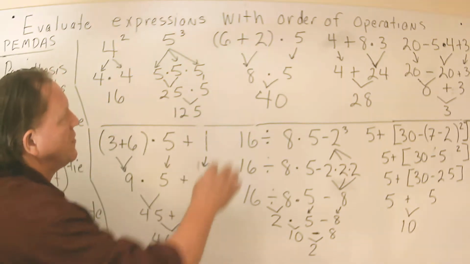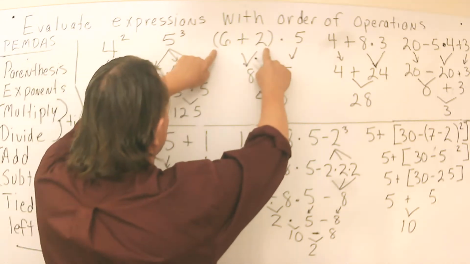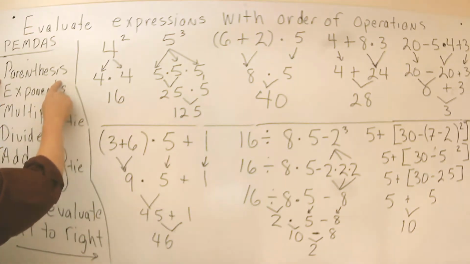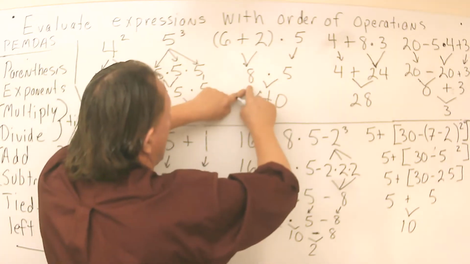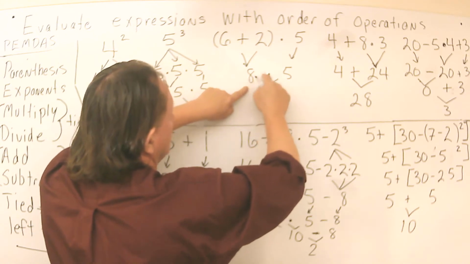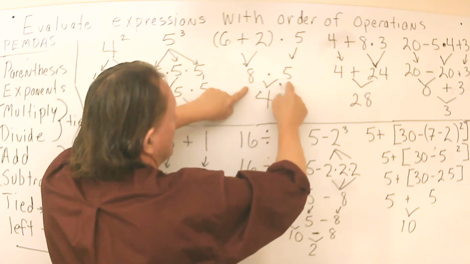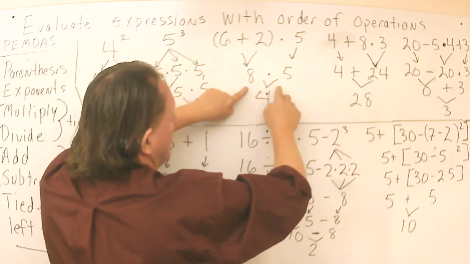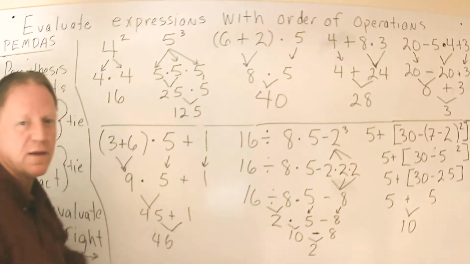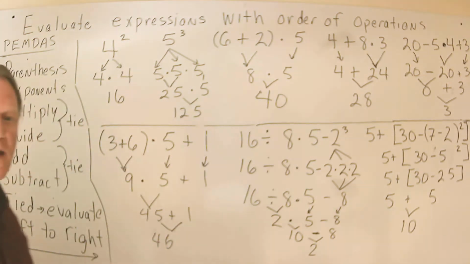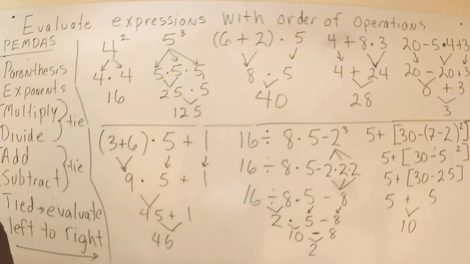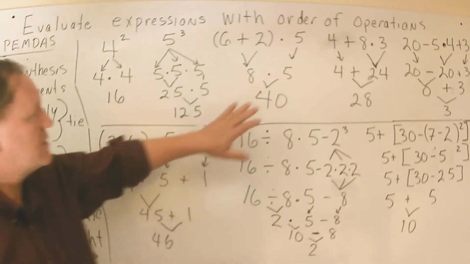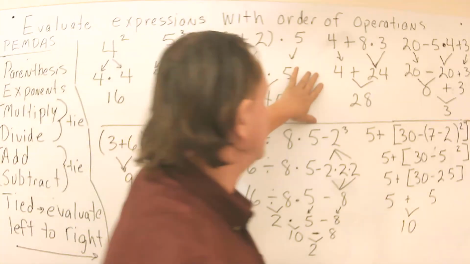So here, what we notice first is we have a set of parentheses. So we'll do what's inside the parentheses first. And so 6 plus 2, we'll add that and get 8. Next, we'll bring down the 5. We have 8 times 5. We'll multiply 8 times 5. That is 40. And this expression has been evaluated.